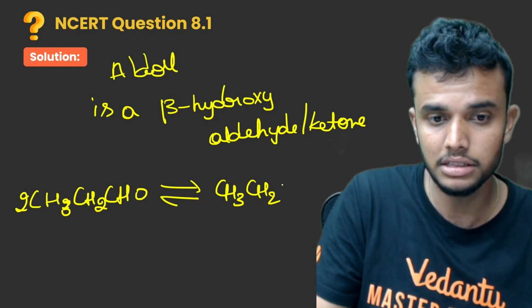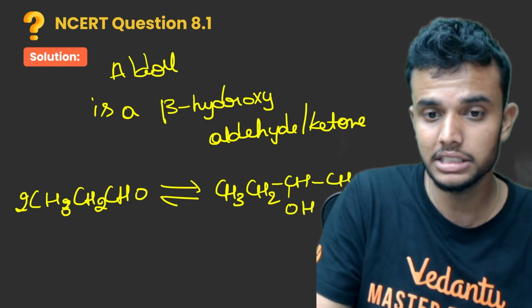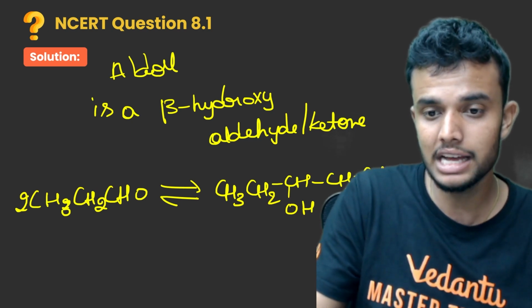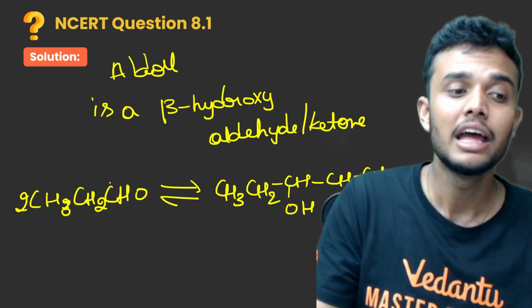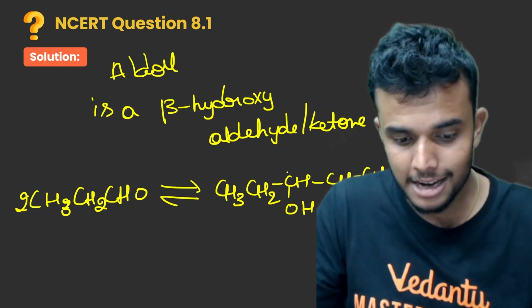Aldol is nothing but this one: CH with an OH bond, reacted with another CH2 molecule, with the CH3CHO aldehyde group. Okay students, here H2O is removed. Okay students, understood? Let's move on to the next one.